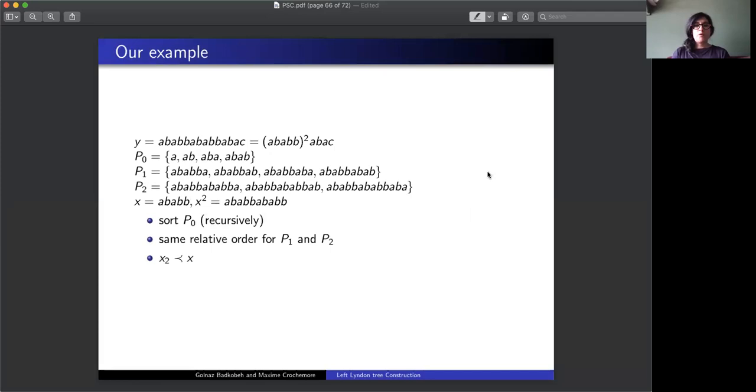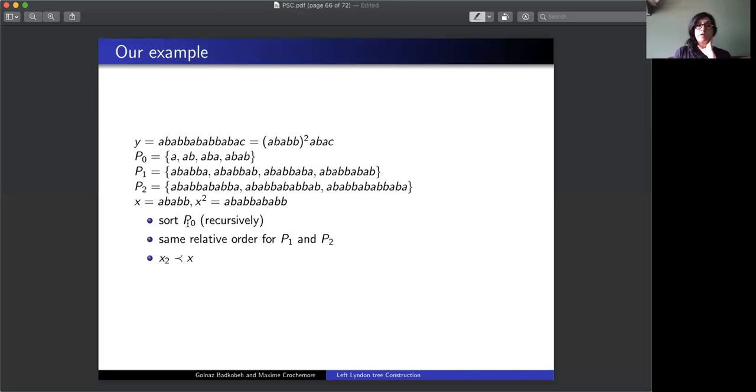Okay, so for our example, we had AB, ABB, AB, ABB, ABAC. So the initial group is these prefixes, A, AB, ABA, AB, AB. And the first group, or P1, is the period plus A, AB, ABA, ABAB. And the second group is two occurrences of AB, ABB, followed by A, so basically this prefix, and this prefix. Okay, and x is the AB, ABB, and x squared is AB, ABB, AB, ABB.